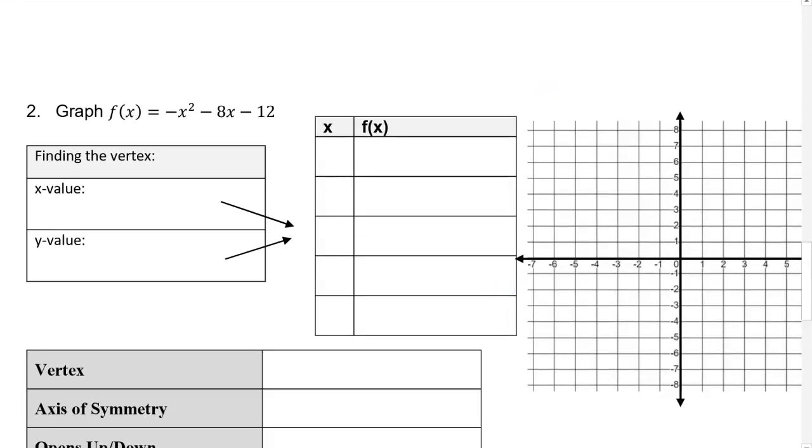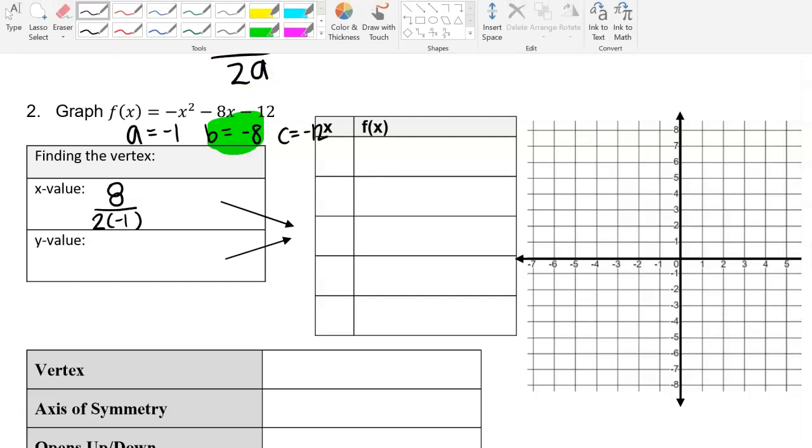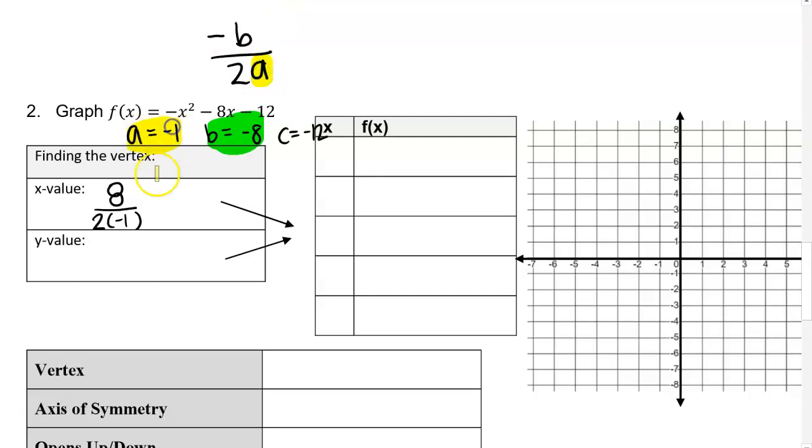My next example, I can see A is -1, B is -8, and C is -12. Since B is -8, I'm going to take the opposite of that, which is +8, over 2 times -1. So remember, it's opposite of B over 2A. Since my B value is -8, it became +8. My A value stays -1. I simplify this, 8 over -2, which is -4. So -4 would go in my X column in the center of the table.